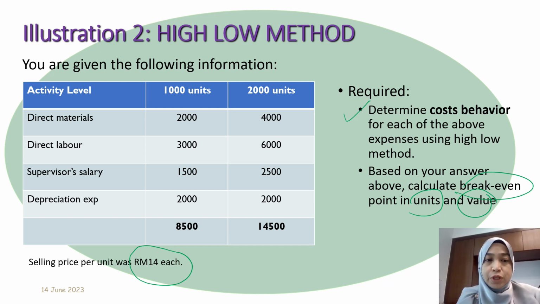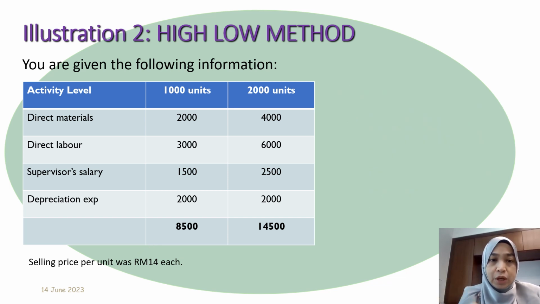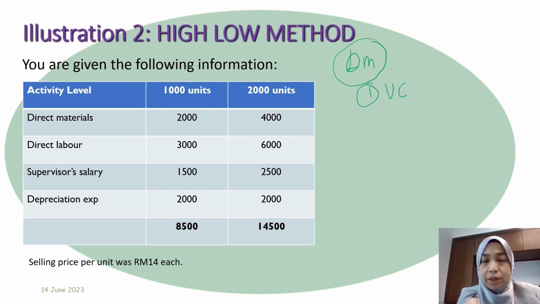Okay, so first we will do the high-low method in order to identify the value for variable cost and also fixed cost. Okay, now you must do it one by one for each type of cost. Let's say we start with direct material. Okay, direct material. So in order to do the high-low method, actually you have two steps. The first step, you will determine the variable cost portion. Second step, you will determine the fixed cost portion.